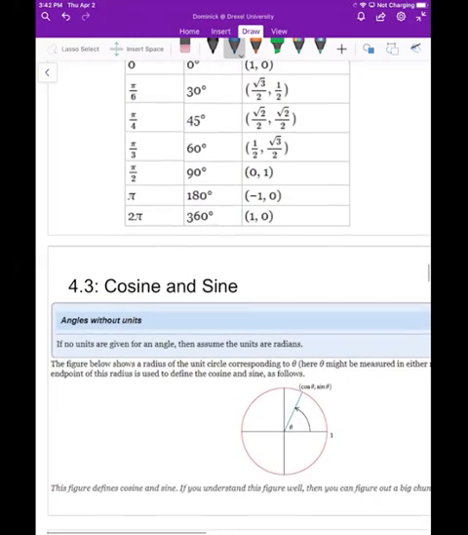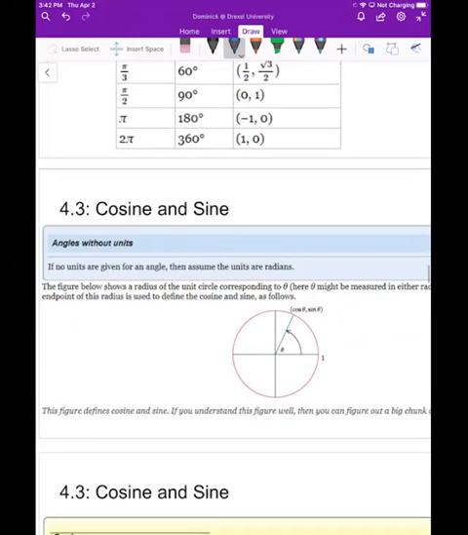Now, if you're given an angle without units, we're going to assume that the units are in radians. Okay, now you have to be careful here because most calculators are preset to radians, but at some point you may have transferred it to degrees. You just want to make sure that whatever you're working with in a particular problem, that your calculator is set accordingly.